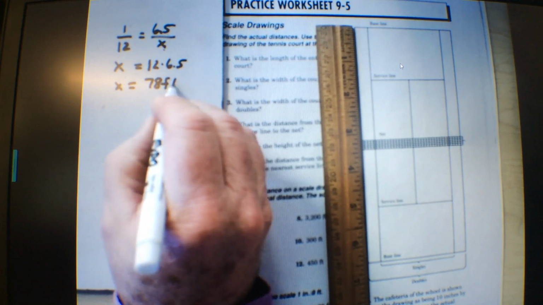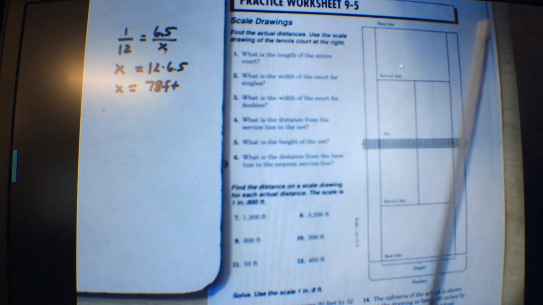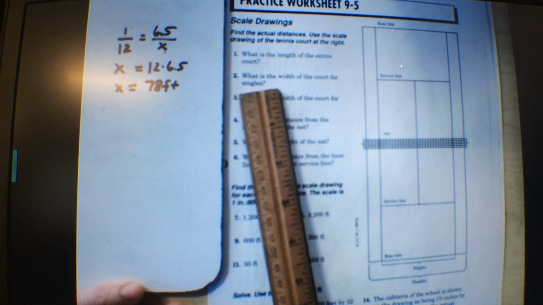Feet. You understand that, Olivia? So it's feet because you're finding the actual length of the tennis court. Okay? So if you went out down to the park and found the actual length of the court, with this scale it'd be 78 feet long. Alright. Take a look at this one. It says, what is the width of the singles court? The singles. Take a look down here. It shows you the singles.